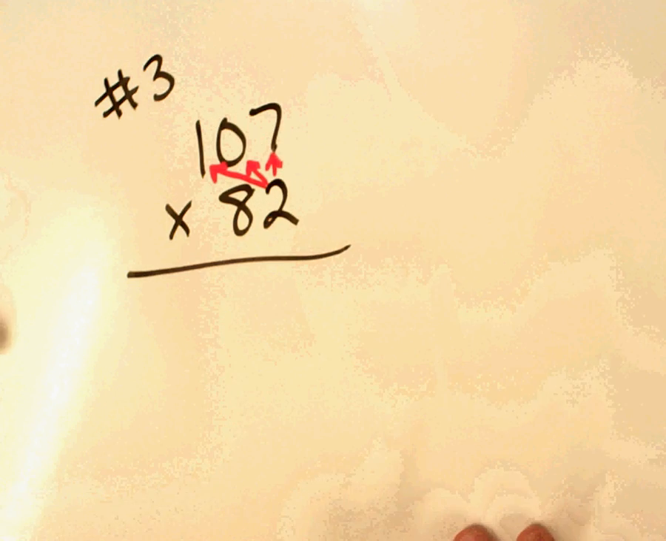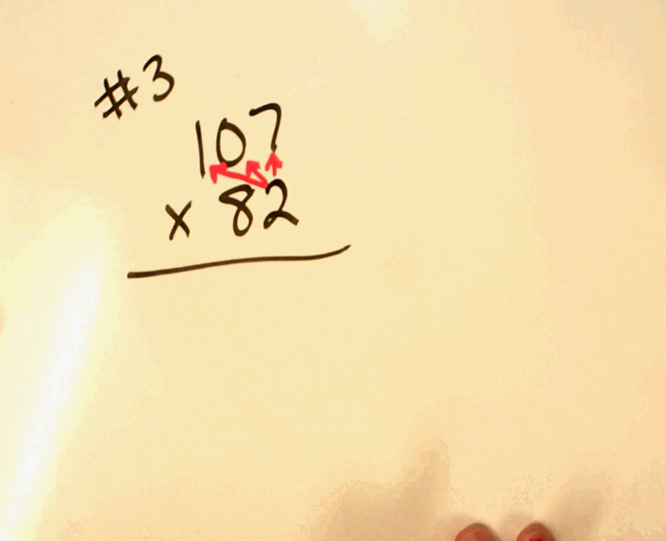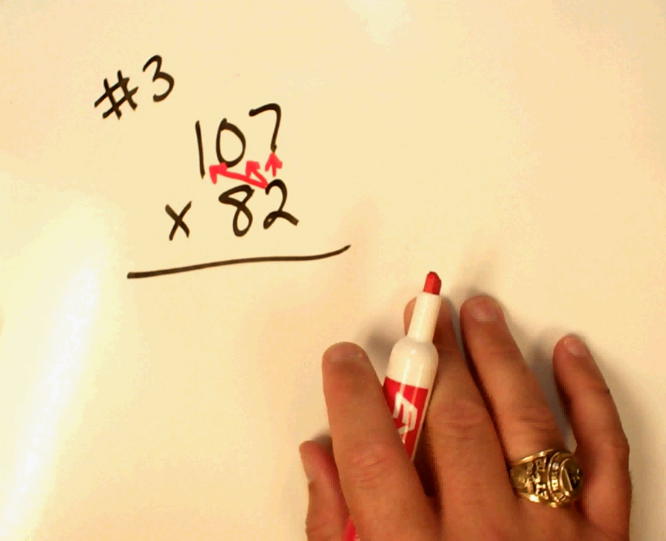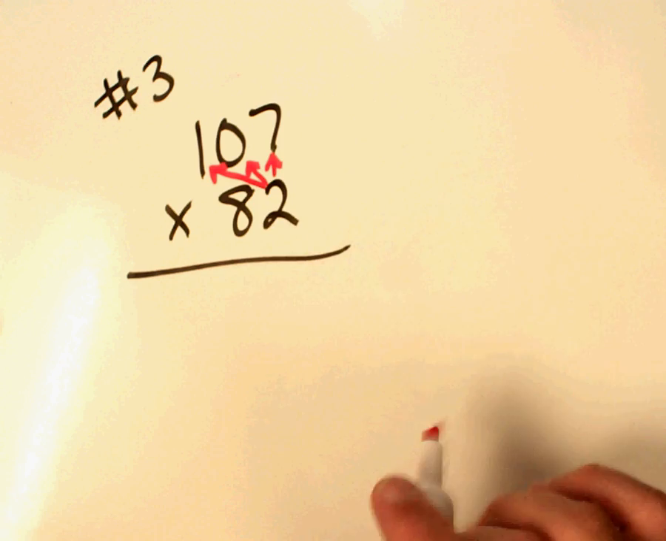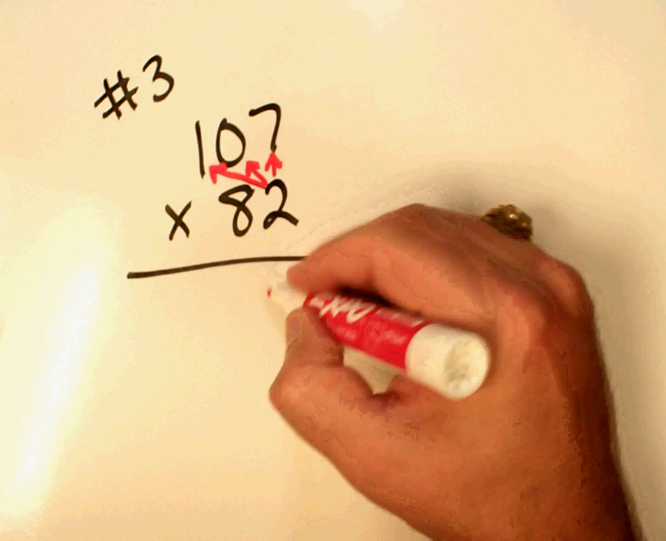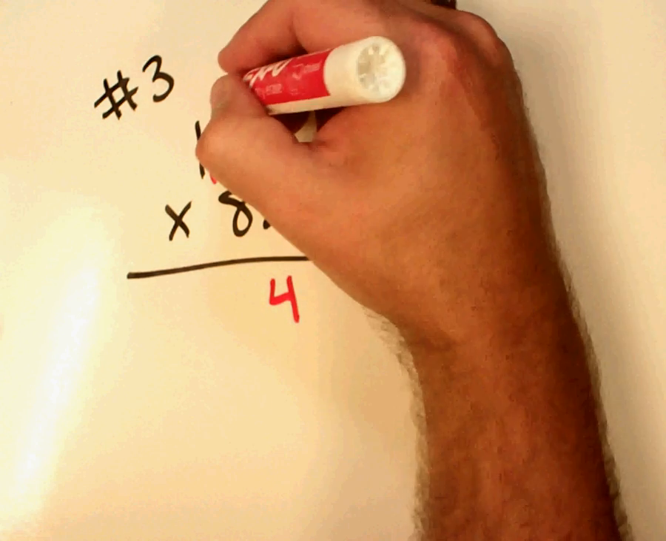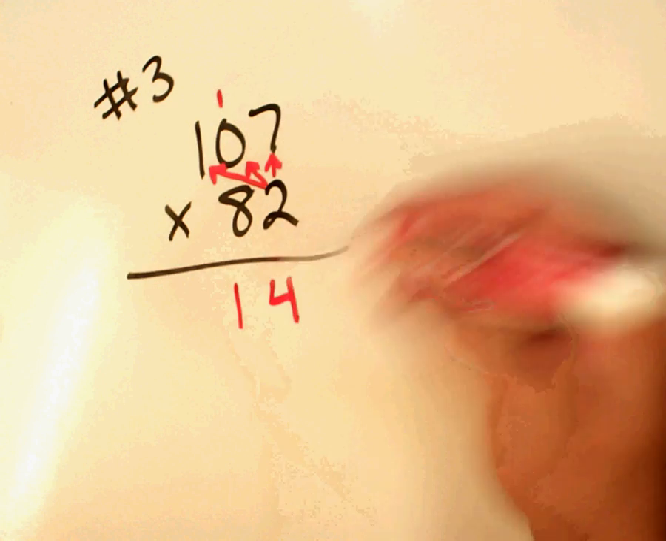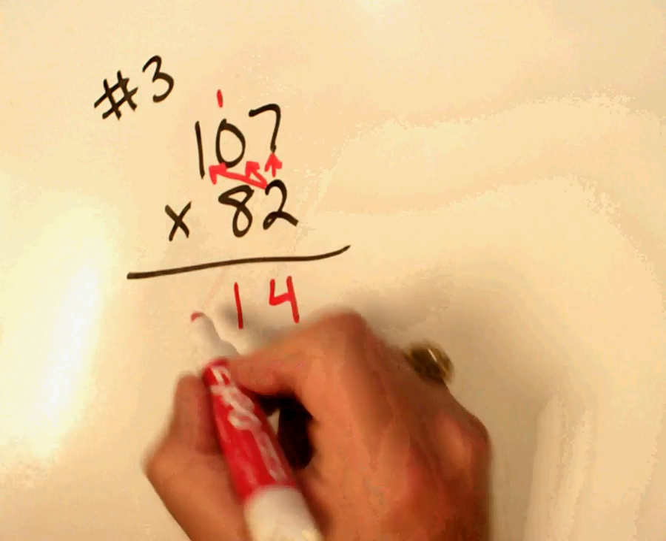Okay. So, go ahead and set my arrows up. Again, I'm using a red marker just so we can see the different partial products and we can very clearly see them. 2 times 7 gives me 14. Carry my 1. 2 times 0 is 0, plus 1 is 1. And then 2 times 1 is 2.